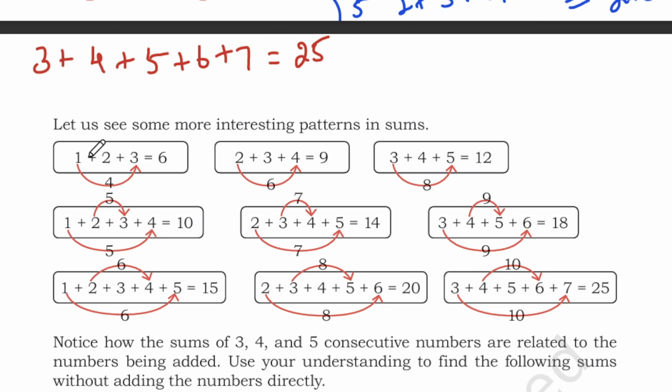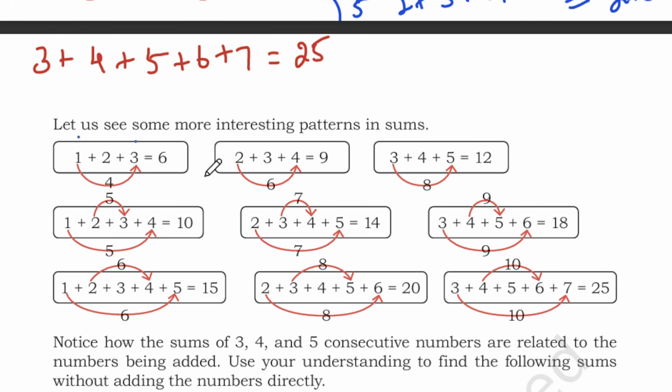But the interesting fact here is, when you add the first number and second number, you are getting 4, which is half of the middle number. Likewise, here when you add 2 and 4, you are getting 6, which is again half of the middle number. So here again 3 plus 5 is 8, which is half of the middle number.